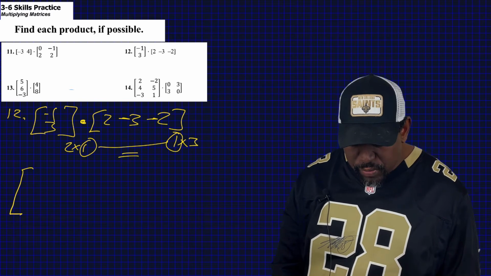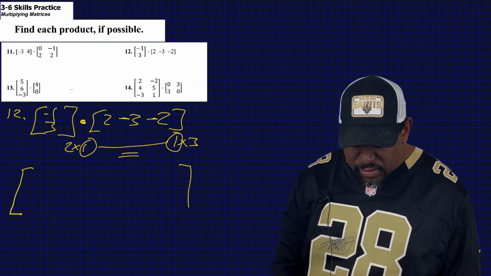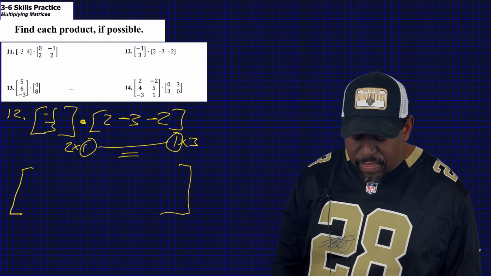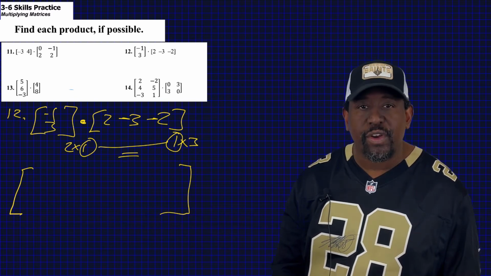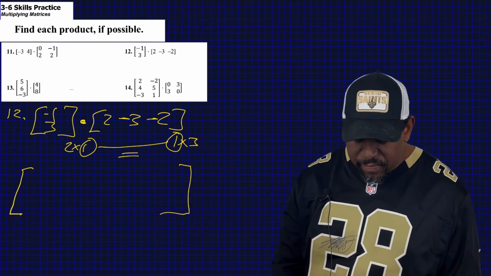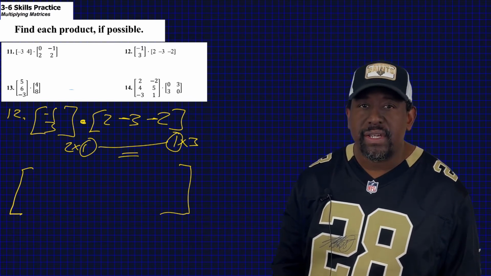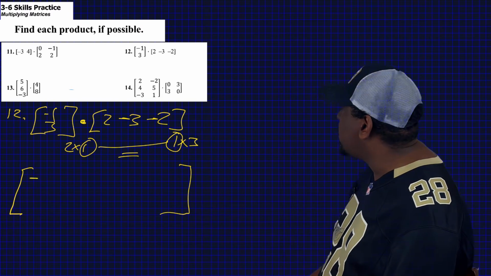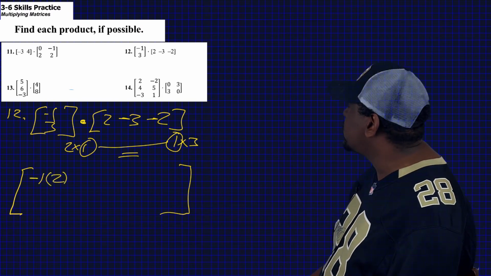So what we want to do now is set up our products. So again, the first thing we do is we will take the first row times the first term in the first column. So we will have -1 times 2. That should be our first product. That should pop up, which you will see here in a sec.